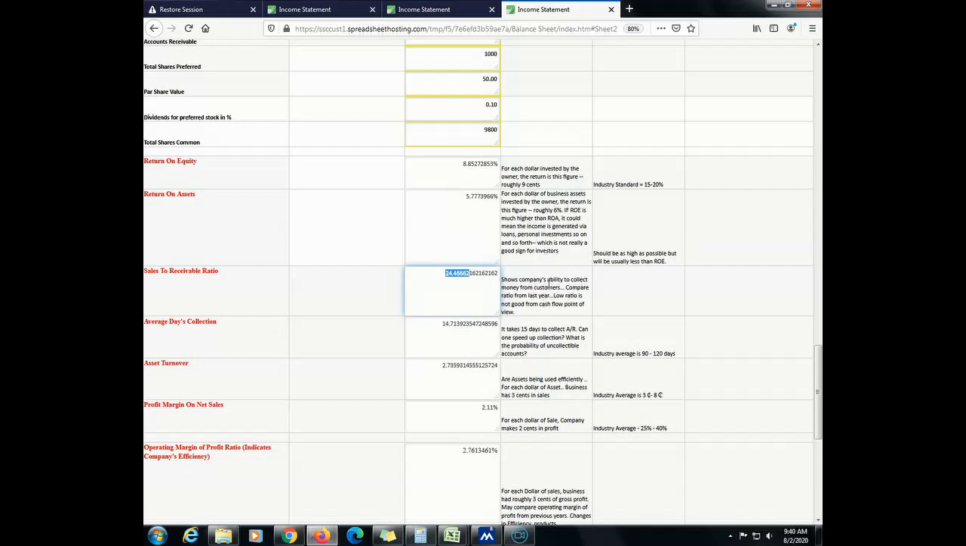Apart from that, you also have your average days collection. This was 14.71, which is roughly 15 days, which basically means it took about 15 days to collect your accounts receivable. Industry average is 90 to 120 days. This figure is important for an investor because it shows the investor if there is any kind of probability of uncollectible accounts. The longer it takes, the more the uncollectible accounts.